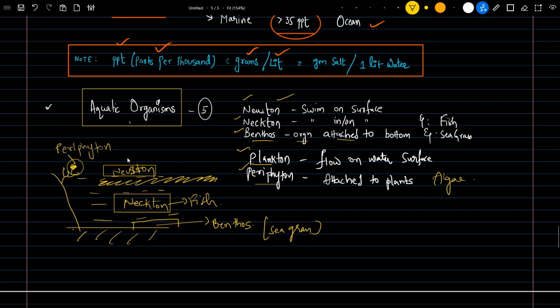So these are majorly the five aquatic organisms: neuston, nekton, benthos, periphyton, and plankton. These five are the types of aquatic organisms present in an aquatic ecosystem.